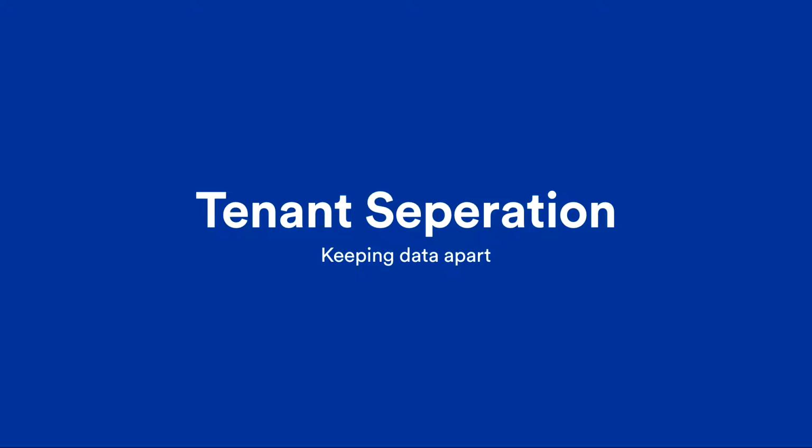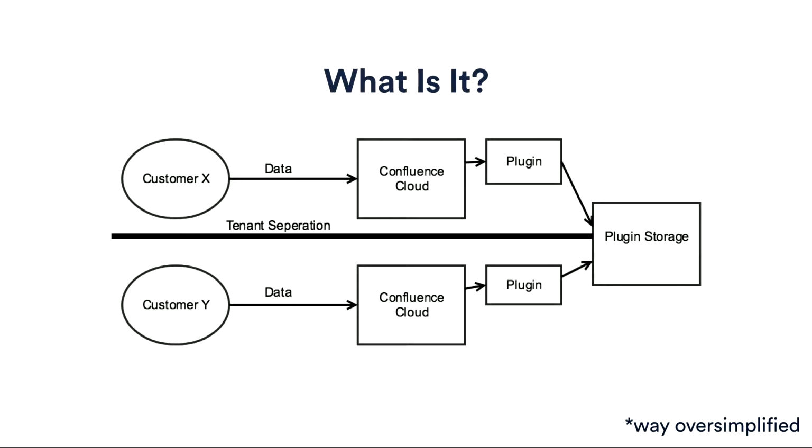So I'm going to talk a little bit about tenant separation, and that's kind of keeping data apart. Is anyone from Gliffy here? Oh, we've got a few. So I used you guys as an example. I'm not saying Gliffy have a problem with tenant separation, but I was making one of their diagrams to do this, and I figured that'd be a good example.